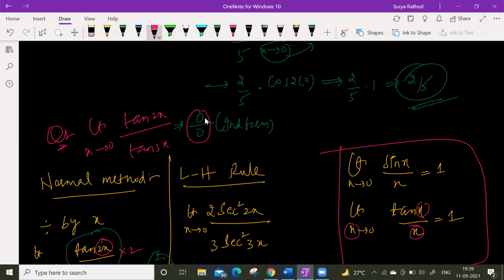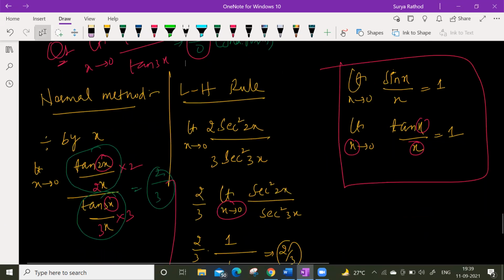If I am not getting 0 by 0 or infinite by infinite, I cannot apply L'Hospital rule. Clear? If you are not getting 0 by 0 or infinite by infinite, you must go by some other alternate method. What is the alternate method? We have factorization, rationalization, there are many methods. By using that, I can go for that. Clear? Understood or not? Yes, sir.